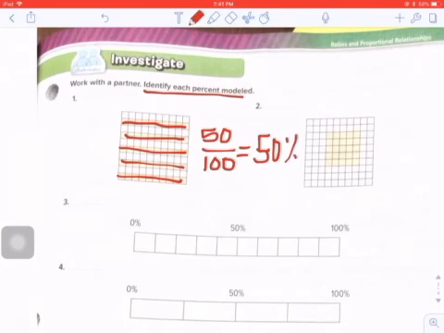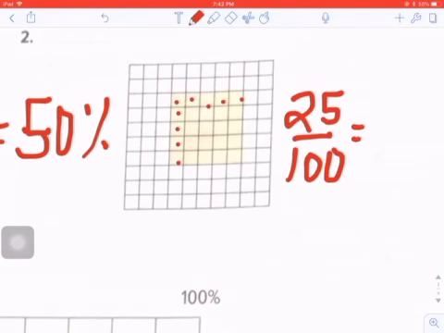So go to this next one. It's another hundredths grid. So there's 100 squares, and I look here, it's a 1, 2, 3, 4, 5 by 1, 2, 3, 4, 5. So there has to be 25 out of 100, and since percent means out of 100, that is 25%.